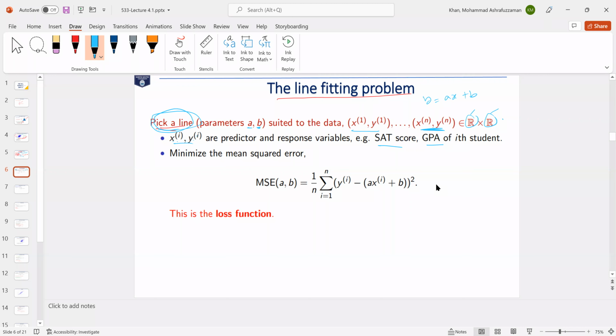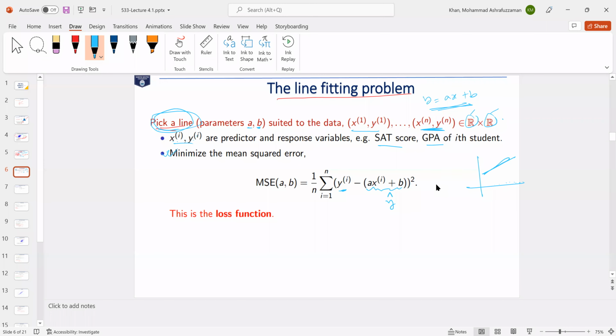That means we find a model, and after we found the model, then for the new data set, for the testing data set, we find the error value. After we found the model, for a new data point xi, we predict the value y hat, and this is the actual value.